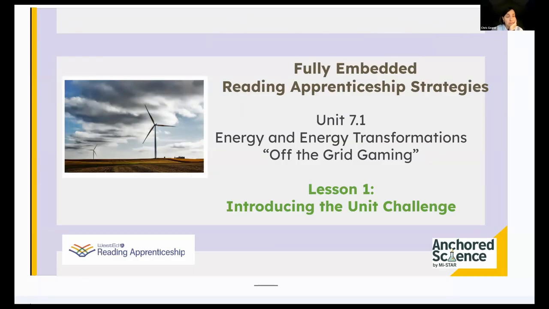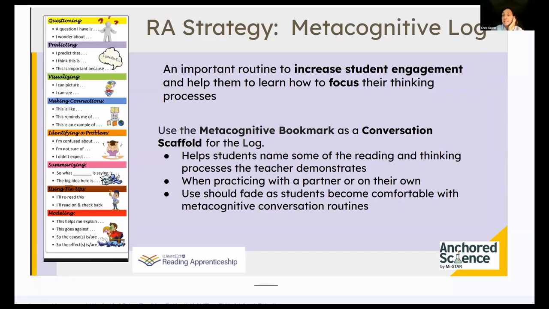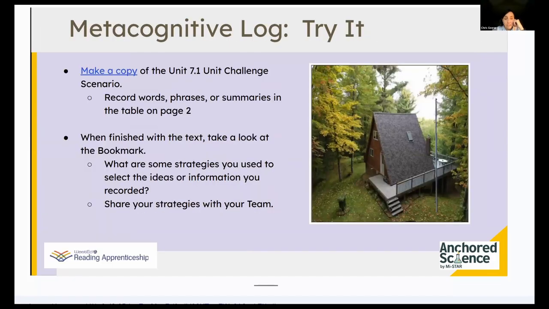In 7.1, we start out right away with, in the first lesson, introducing the unit challenge. And so the kids do a few activities where they annotate a cartoon, and they see some videos, and they're talking about how do you generate electricity if you're off the grid. And then we ask them to actually read the unit challenge scenario, but they're going to do it with a metacognitive strategy. And so I'm going to ask you guys to try this, and just so you can see how it feels, and it won't take that long to do it.